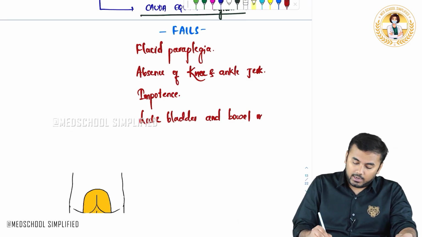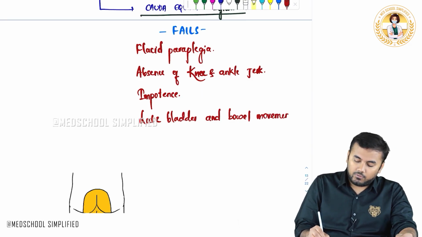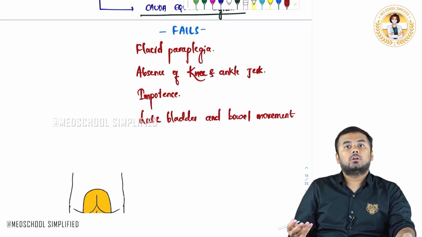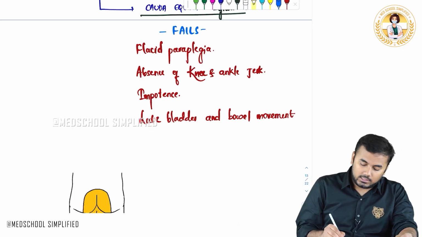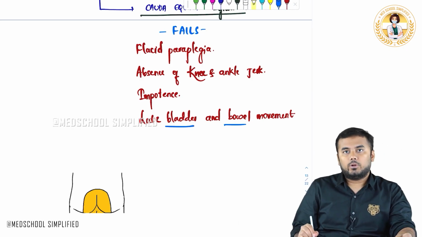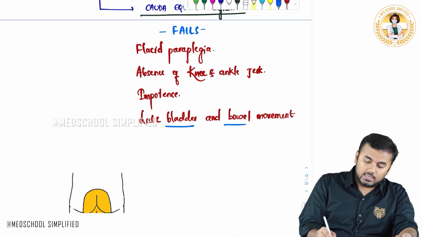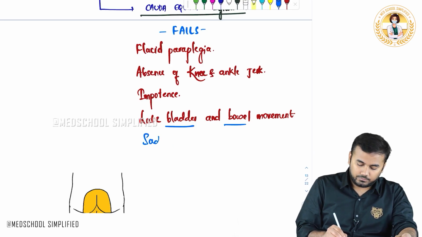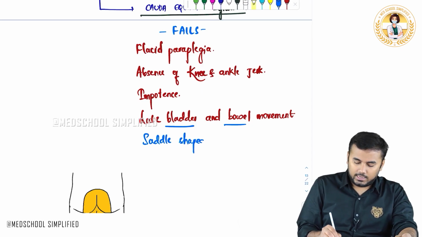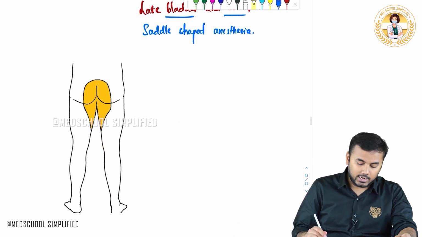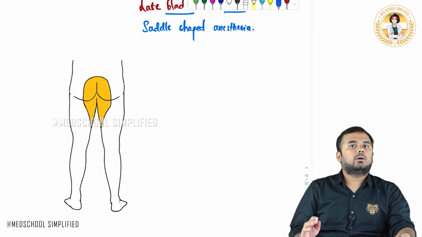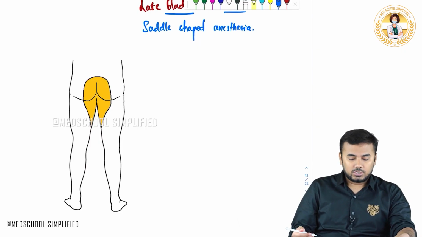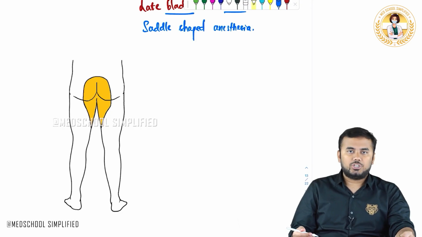Now what do you mean by late bladder and bowel movement? The patient will not have any continence for urine as well as for feces. So this is called late bladder and bowel movement. And finally S stands for saddle shaped anesthesia. On the buttocks here you see a saddle shaped region where the patient will absolutely not have any sensation. Such loss of sensation is called saddle shaped anesthesia.